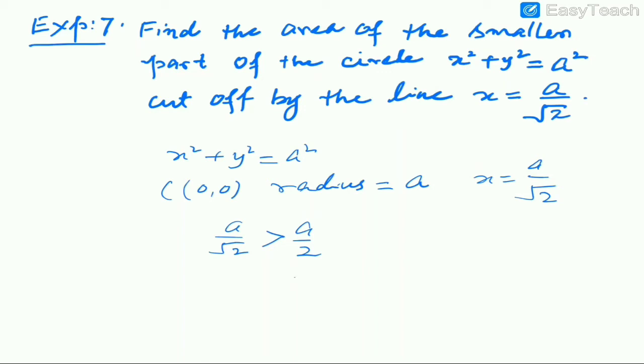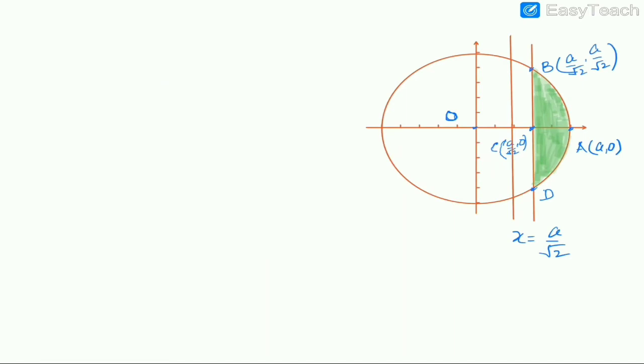So let me show you the graph of this bounded area by the circle and the line x is equal to a upon root 2. In this graph, the equation of this line is a by 2. Therefore, the line x is equal to a by root 2 is far from the line a by 2. So the green shaded area is the required area. We have to find the area.